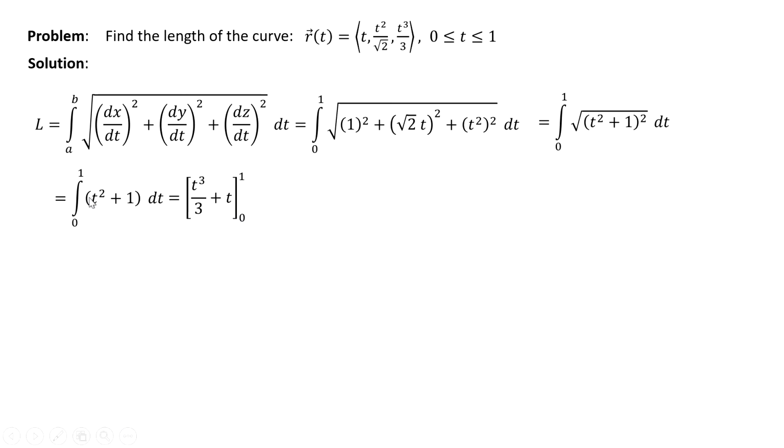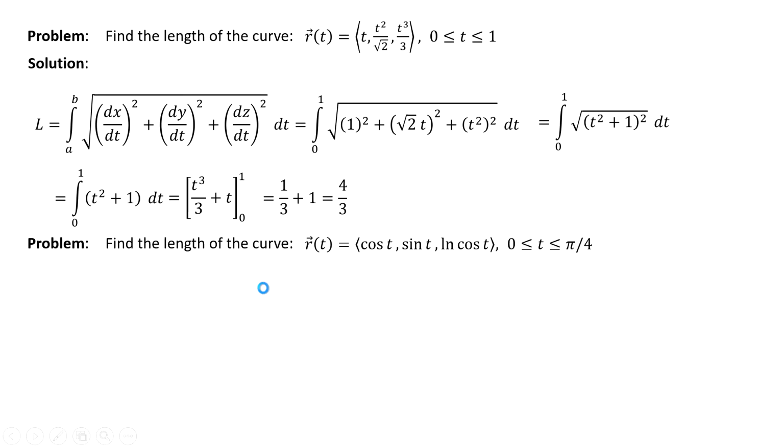T cubed over 3 is the integral of t squared. The integral of 1 is t, and we evaluate it from 0 to 1, and ta-da, we get 4/3. Did we get a number for the length of the curve? Yes, we did. But isn't that fascinating? If somebody were to draw this space curve, run a string all along the curve and stretch it out to see how long it would be, it's guaranteed to be 4/3 units. If we are talking about inches, 4/3 inches, 1 and 1/3 inch. Fascinating. Cool.